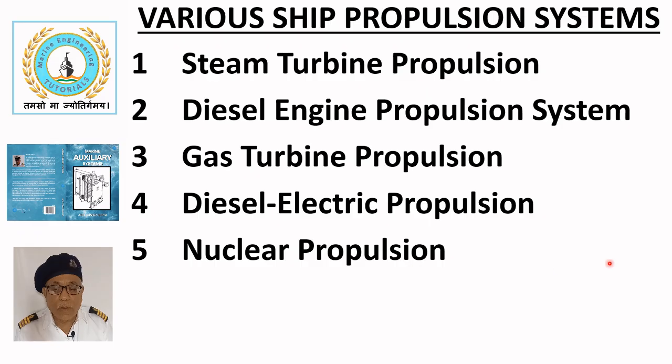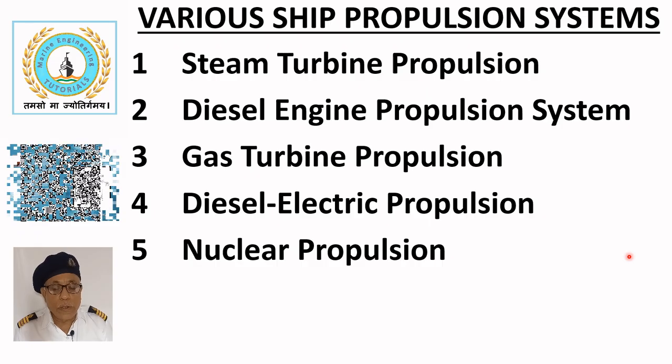Nuclear propulsion. This system is mainly used in naval ships such as submarines and aircraft carriers. It uses a nuclear reactor to generate heat through nuclear fission. The generated heat produces steam which drives a turbine to turn the propeller. It has extremely long endurance without refueling and provides higher power output. Its cost is very high and it poses safety concerns due to radiation.